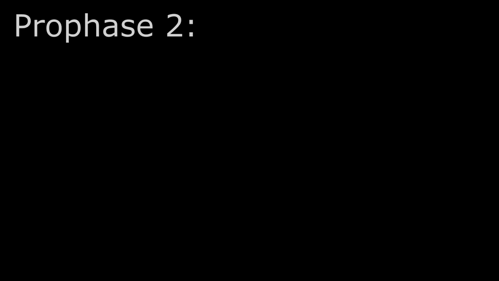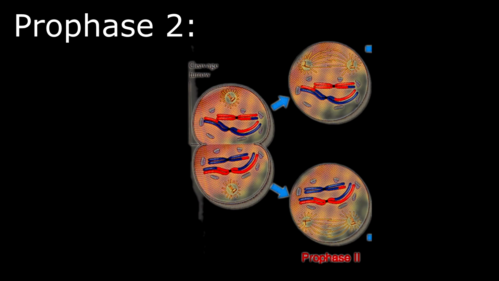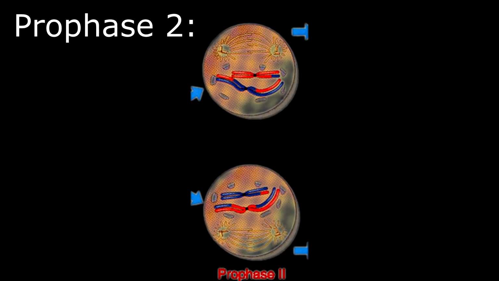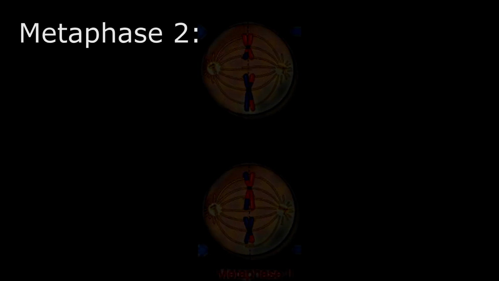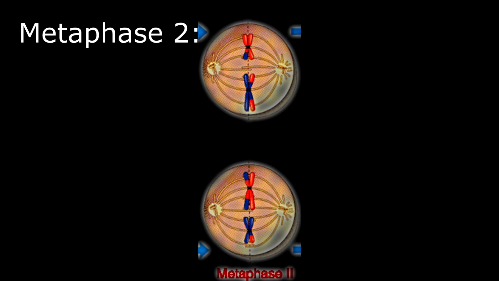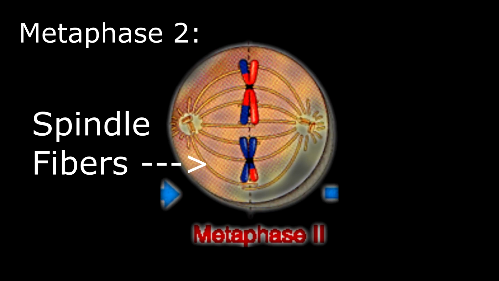In prophase 2, the nuclear membrane breaks down in each of the nuclei, and new spindles are formed on opposite poles. In metaphase 2, spindle fibers bind to both sides of the center of each sister chromosome.